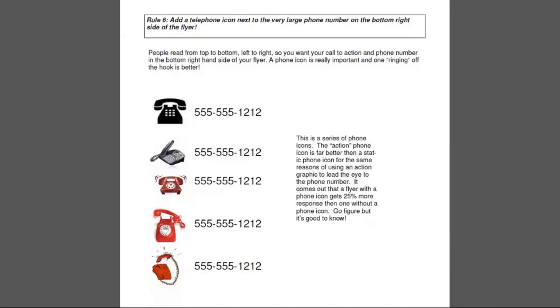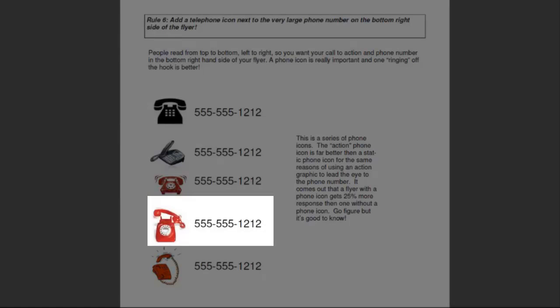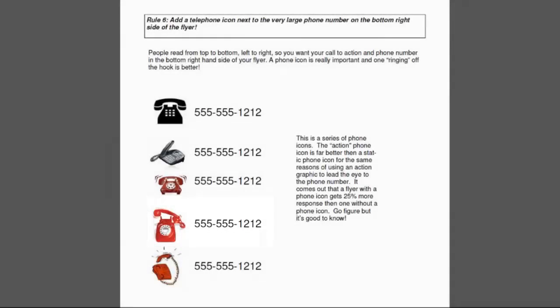next to your telephone number, which should be in the bottom right-hand side of the flyer, you want an icon. You want an action telephone icon. If you have an icon of a telephone ringing, believe it or not, statistically, you'll get 25% more callers. We don't know why, but in fact, it's quite true. So you want an action graphic icon. You see, this one's ringing and kind of throwing your eye towards the telephone number. This is probably the best of this group.